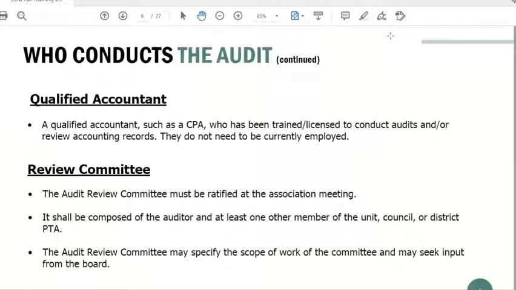A qualified accountant. This is an insurance requirement that the auditor who performs the audit has to be qualified, such as a CPA or someone who's been trained or licensed to conduct audits and or review accounting records. If you do not have a qualified accountant, then a review committee is needed to be ratified at the association meeting. So they're appointed by the board and approved at the association meeting. And this is an insurance requirement. It shall be composed of the auditor and at least one other member of the unit. And it's been asked that the council auditor may be the review committee of a unit if they cannot find a review committee. And then the review committee may specify the scope of work of that committee, seek input from the board, because the insurance company did not specify the scope of work.